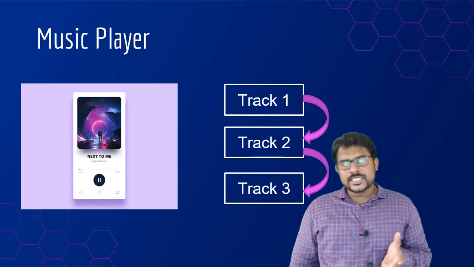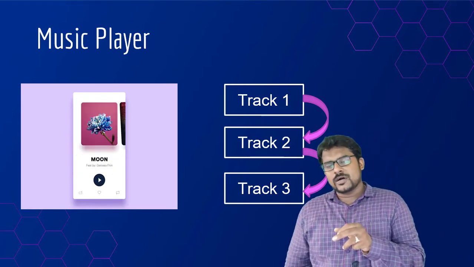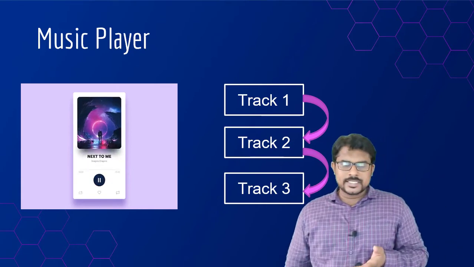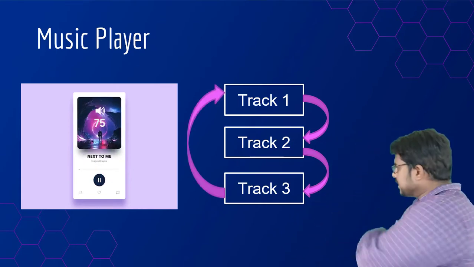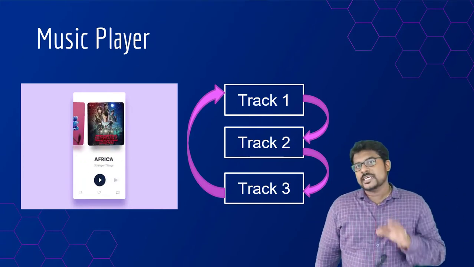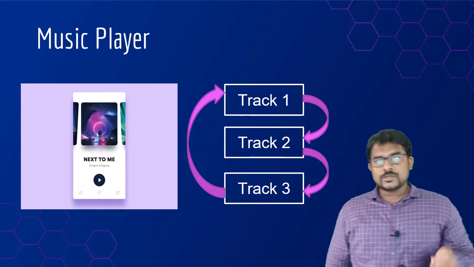And there are certain use cases where from the third song, you can go back to the first song, in a repeat mode. In this way, it is linked back to the first song. This way, you have a circular linked list.